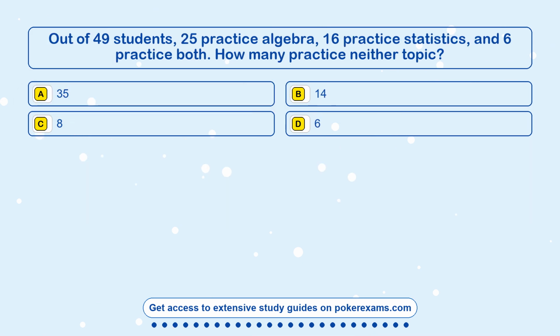Question 24. Out of 49 students, 25 practice algebra, 16 practice statistics, and 6 practice both. How many practice neither topic? Option A 35. Option B 14. Option C 8. Option D 6.